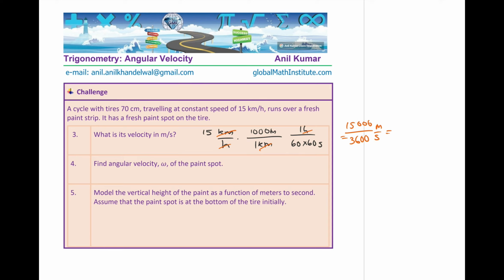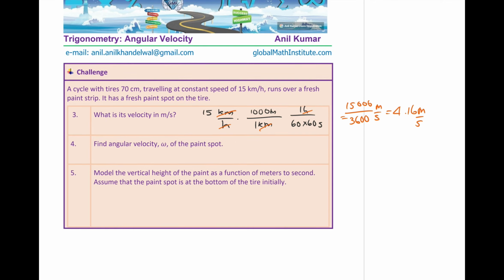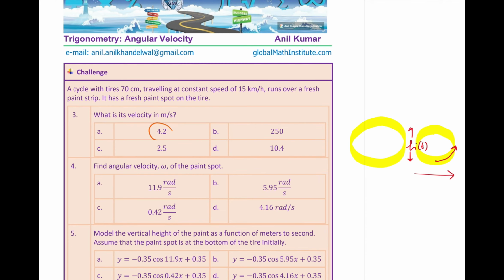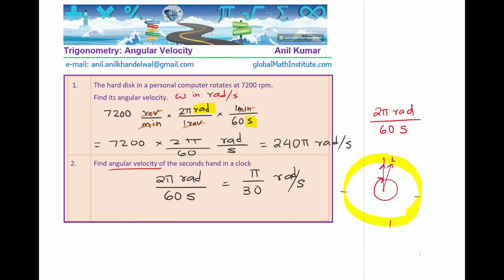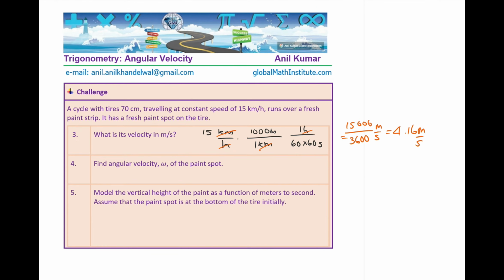15,000 divided by 3600 gives you 1 over 6, which is approximately 4.16 meters per second, right? Now, the options given to us are 4.2 is closest, so option A is the right option. We can round this to 4.2 meters per second.